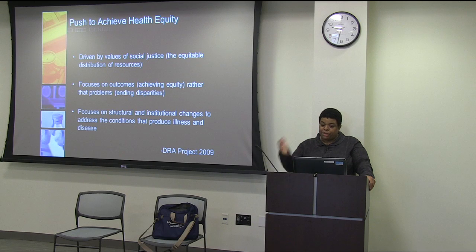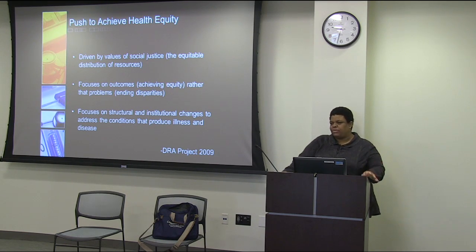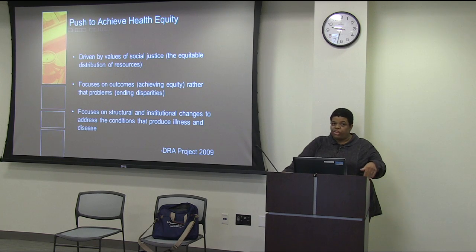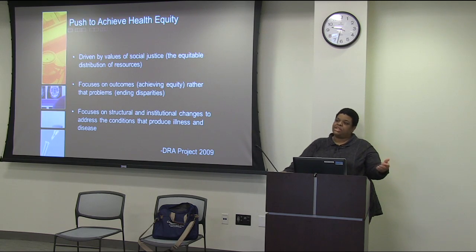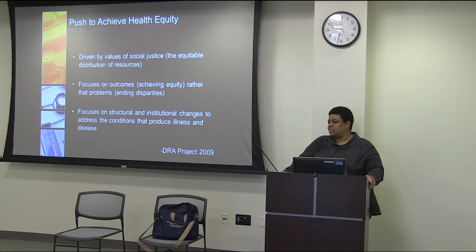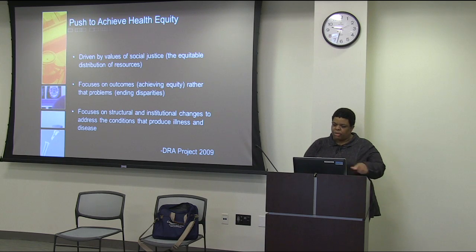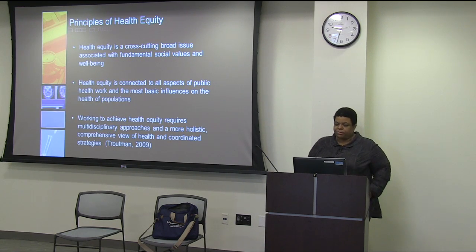our work should be driven by values of social justice. And that means the equitable distribution of resources. So if you live in Brentwood and you have access to X, Y, and Z, even though I live in North Nashville, I should still have access to X, Y, and Z, making sure that things are distributed fairly. We're focusing on outcomes rather than problems. And we're focusing on structural and institutional changes that address the conditions that produce illness and disease. We'll talk about these a little more specifically.